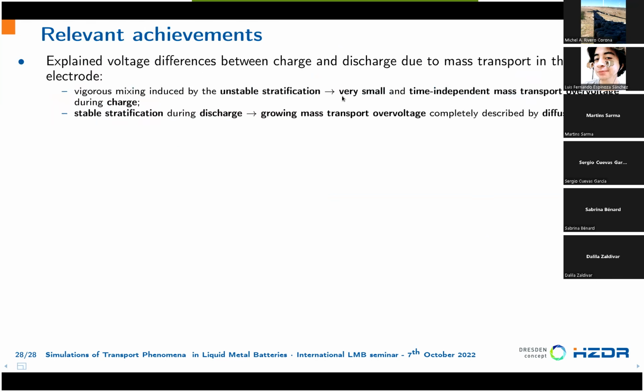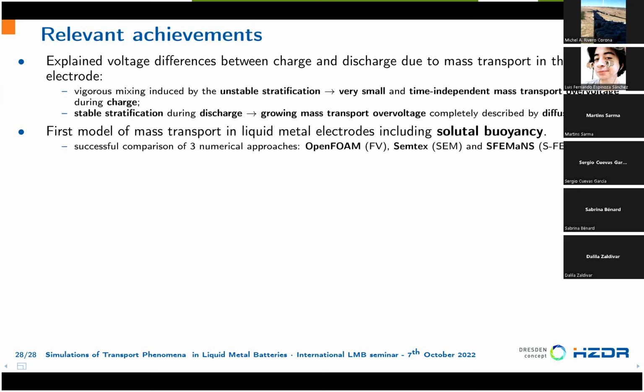So to conclude, with the experiment that I showed at the beginning, we were able to explain differences between charge and discharge. During charge, we have unstable stratification and small and time-independent mass transport overvoltage. And the stable stratification instead takes place during discharge. And this results in a growing mass transport overvoltage that can be well described by diffusion.